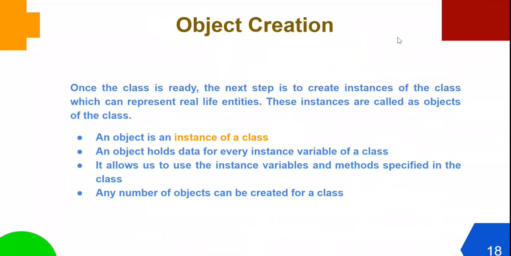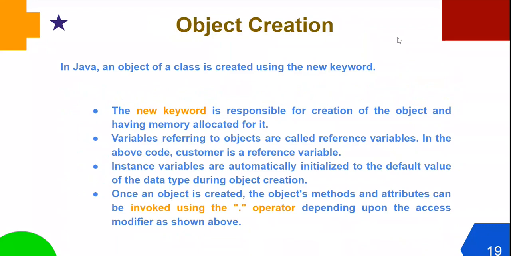An object holds data for every instance variable of a class. It allows us to use the instance variables and methods specified in the class. Any number of objects can be created for a class. This is the advantage of the object. In Java, an object of a class is created using the new keyword. The new keyword is used for creating the object and having memory allocated for it.